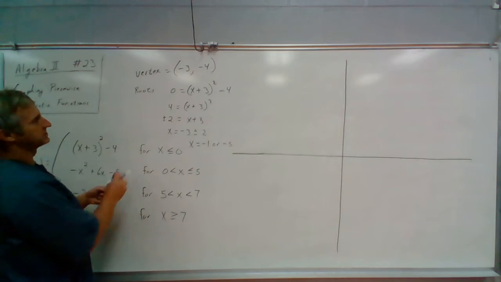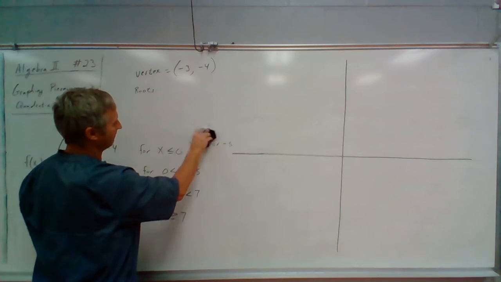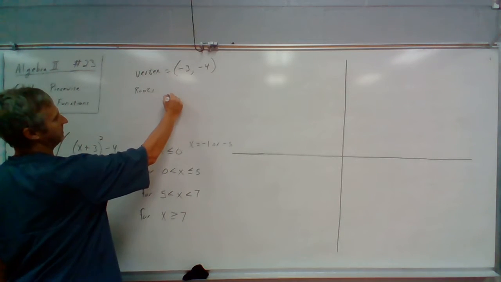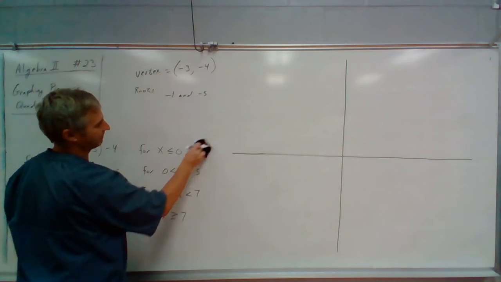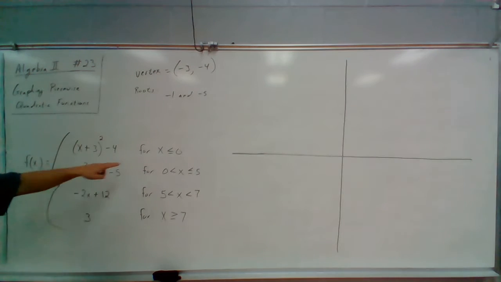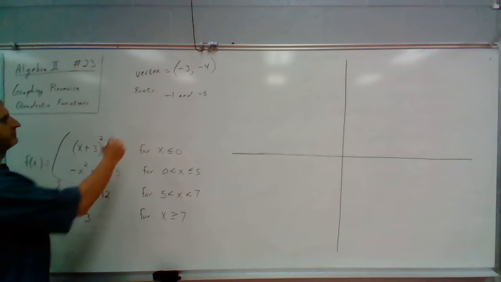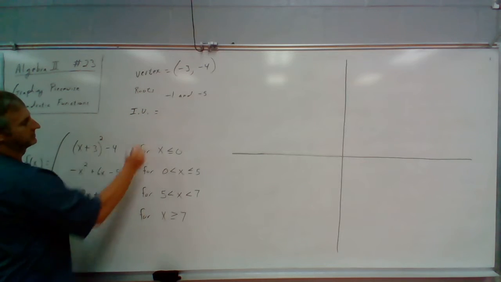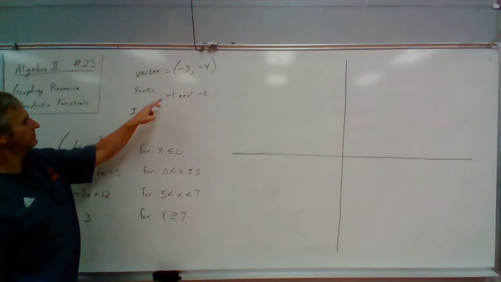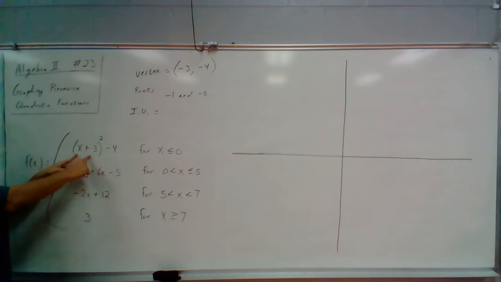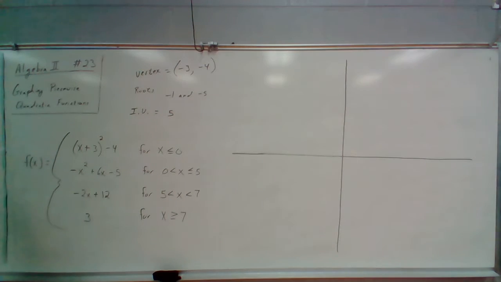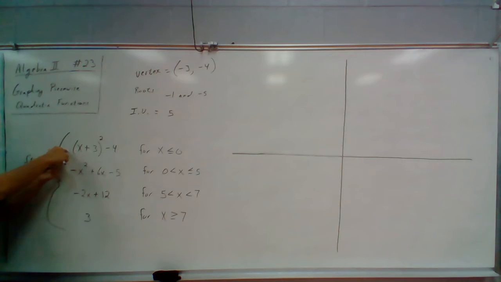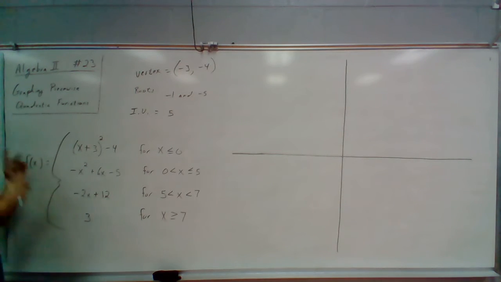I'm going to erase all this just so we get some more room up here. So my roots are -1 and -5. Since I'm allowed to plug in 0 here, it'd be helpful if we knew the initial value. So initial value, plugging in 0. 0 plus 3 is 3. 3 squared is 9. 9 minus 4 would be 5. Alright, so let's see if we can graph this. Notice that the coefficient in front, or the a right here, is a +1, so this should open up.